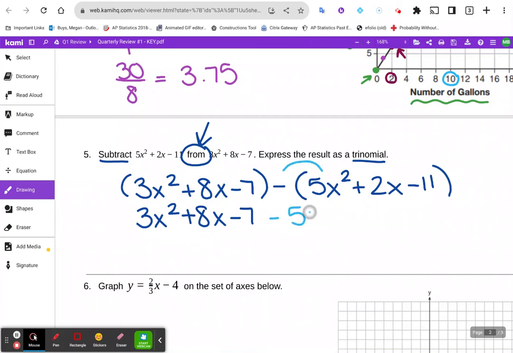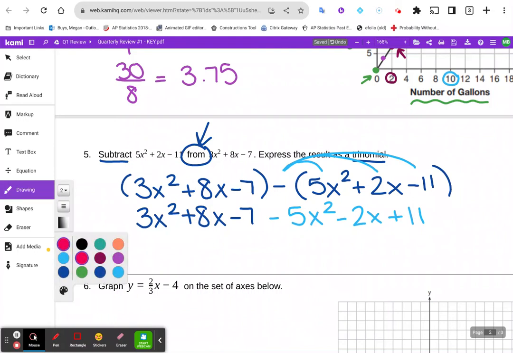We are subtracting each and every part inside of that trinomial. So we're going to make a negative 5x squared as well as a negative 2x. But then when we have this negative and negative, that's going to become a positive 11x. Once we're at this stage, you're ready to combine your like terms.